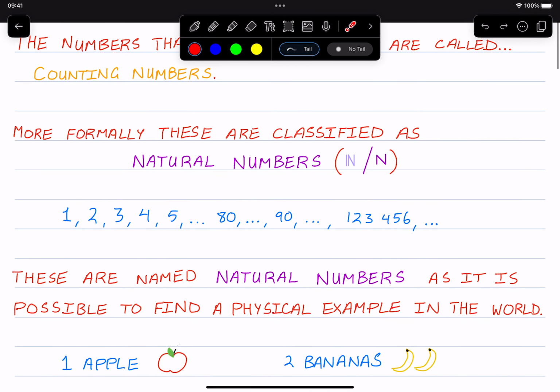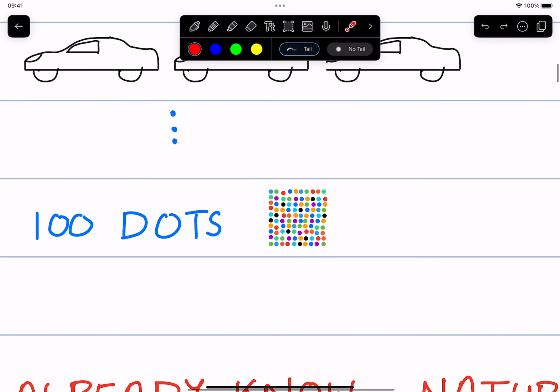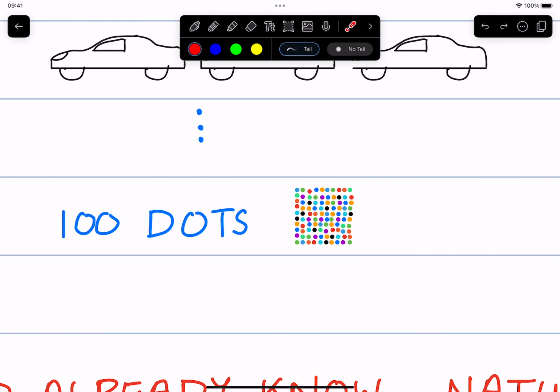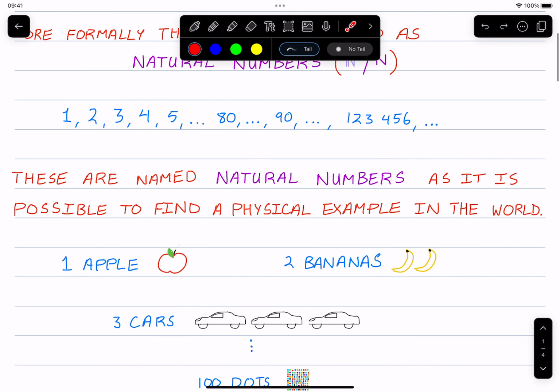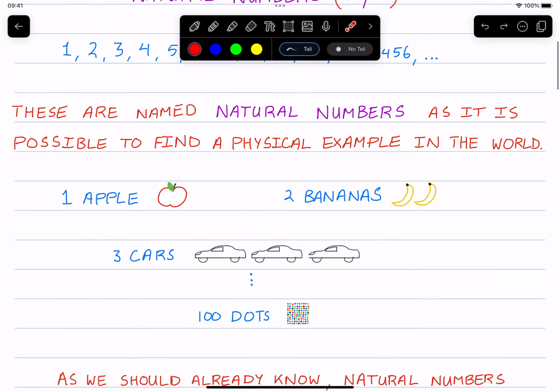These are named natural numbers, as it is possible to find a physical example of them in the world. You can find one apple, you can find 2 bananas, you can find 3 cars, and here's an example of 100 dots. So we count these with these numbers. We can find physical examples of these in the physical world.